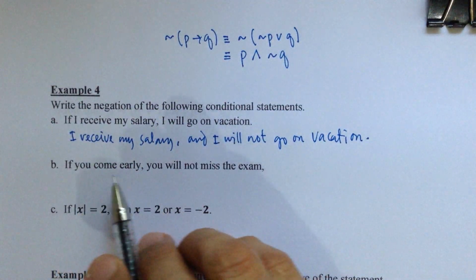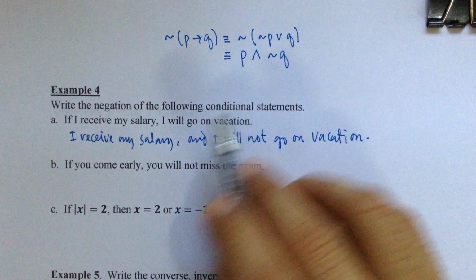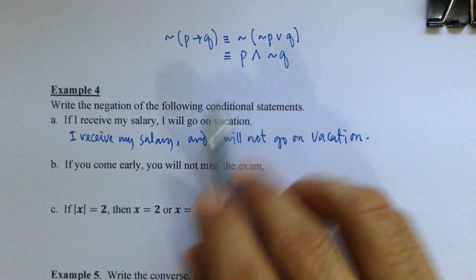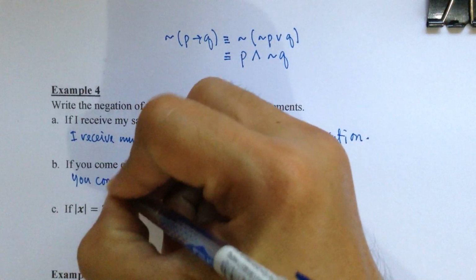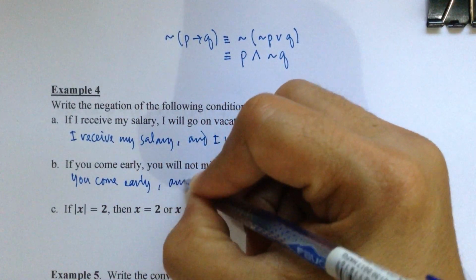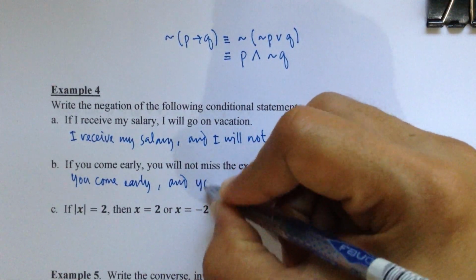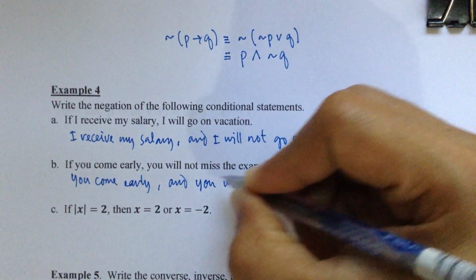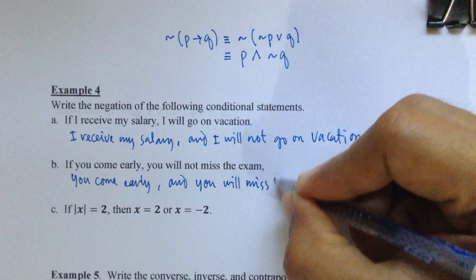Number 2, if you come early, you will not miss the exam. Again, you come early is your P, and you will not miss the exam is your Q. So the negation of this statement is P, which is you come early, and negation of your Q, which is you will miss the exam. So we remove the not.